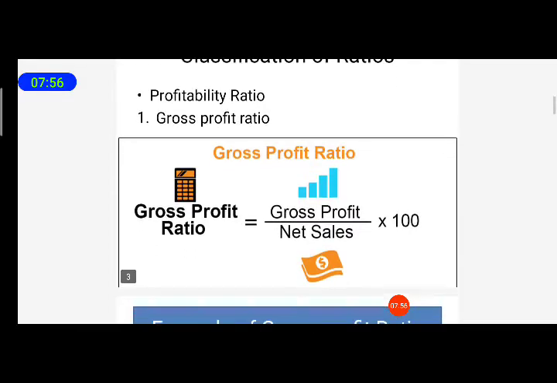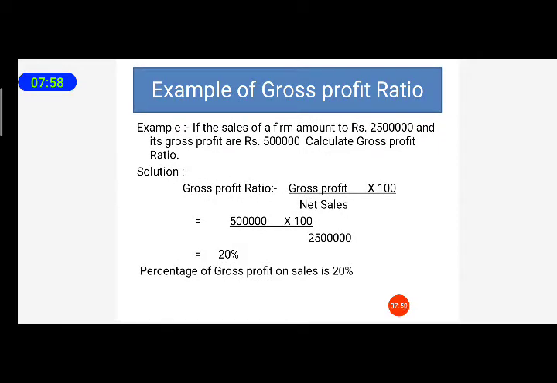100. For example, if the sales of a firm amount to rupees 25 lakh and its gross profit is rupees 5 lakh, calculate the gross profit ratio. Solution: gross profit ratio is equal to gross profit divided by net sales into 100. Gross profit 5 lakh divided by 25 lakh into 100 is equal to 20%. The percentage of gross profit ratio on sales is 20%.